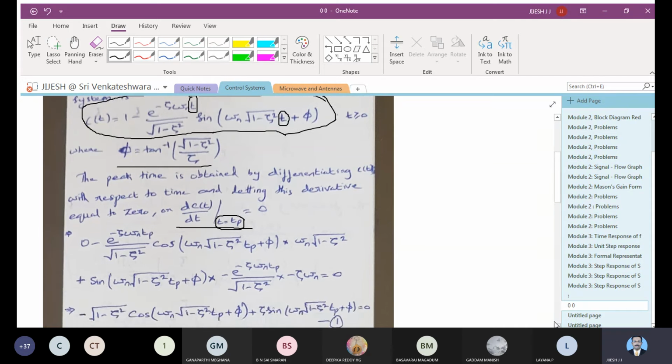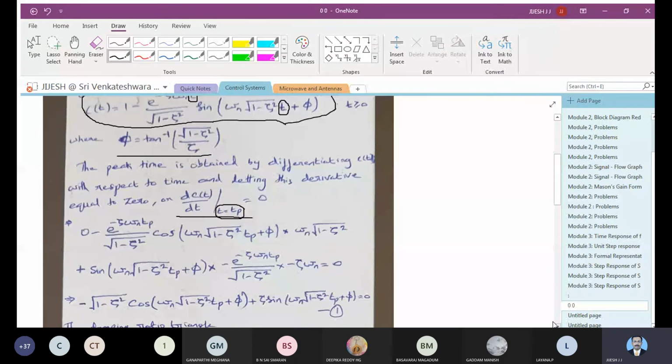So let us see that this can be simplified. You can simplify by cancelling out the terms which are common. Then you will get it in this form: minus root of 1 minus zeta square cos of omega n root of 1 minus zeta square Tp plus phi, plus zeta sine of omega n root of 1 minus zeta square Tp plus phi, is equal to 0.